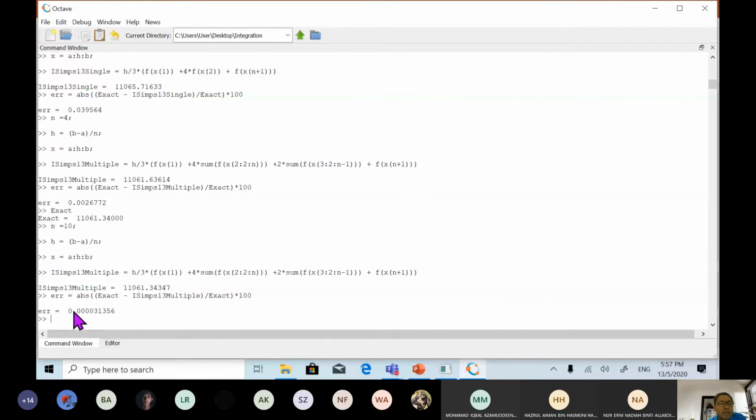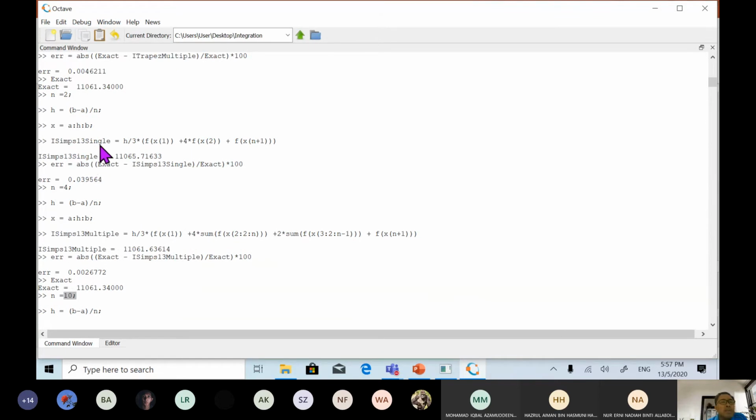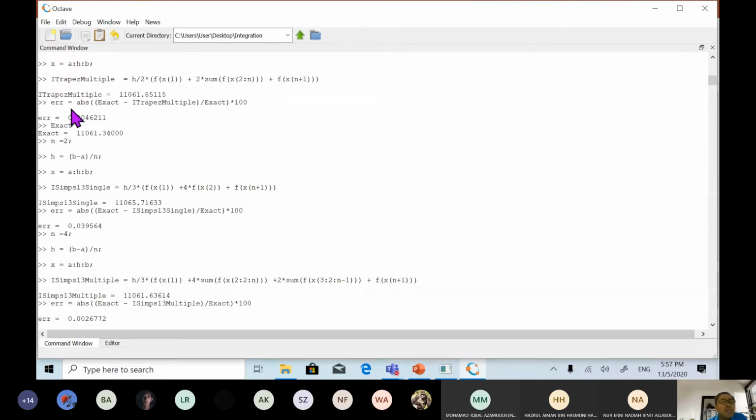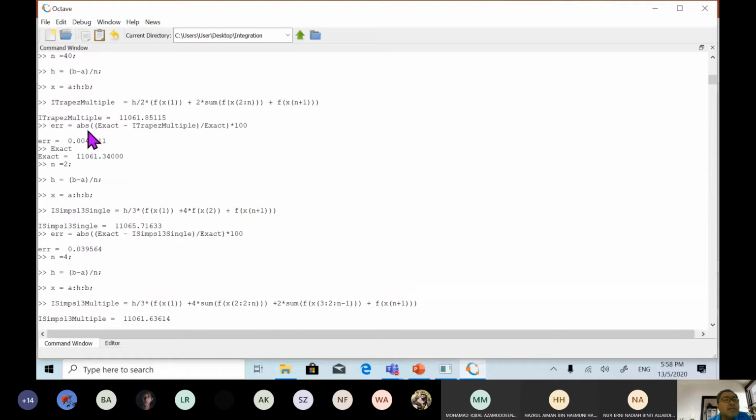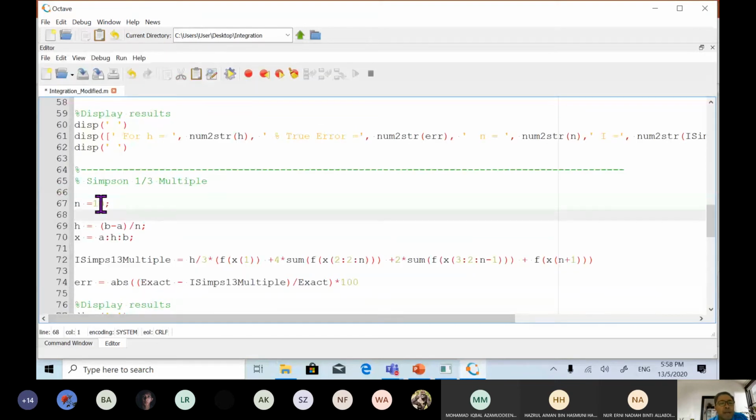So just using 10, you get a very small error: 1, 2, 3, 4, 4 zeros in front. Just using 10, the error is very small compared to the trapezoidal method, where you have to use 40. And the error is not so small, it's only 0.00. But here I'm using 10 equal divisions, and the error is quite small. Okay, so you can experiment using other multiples of 2.